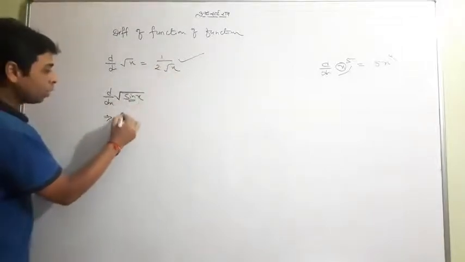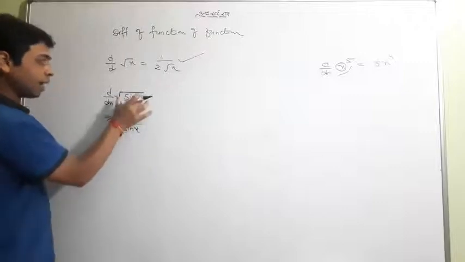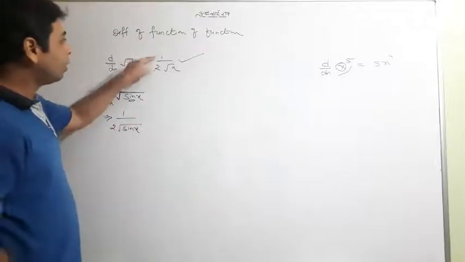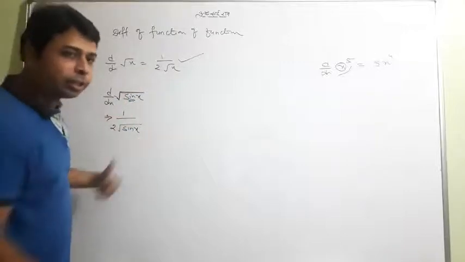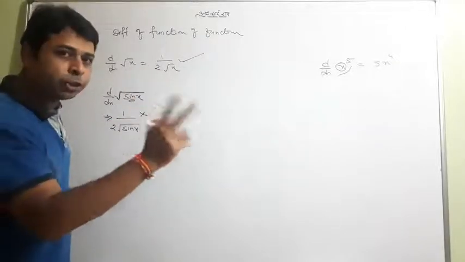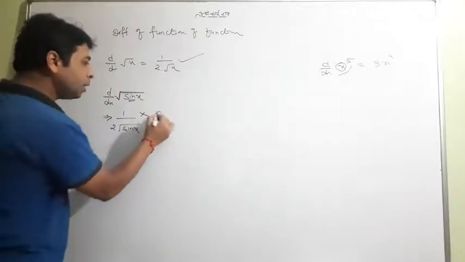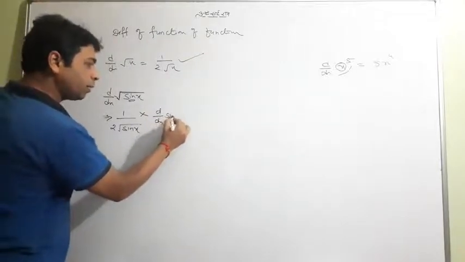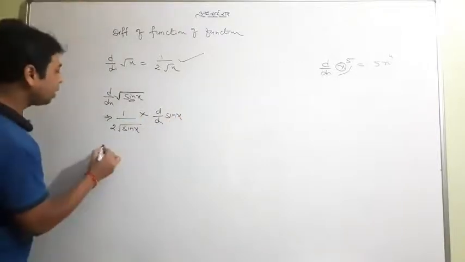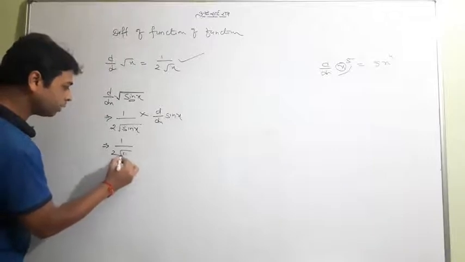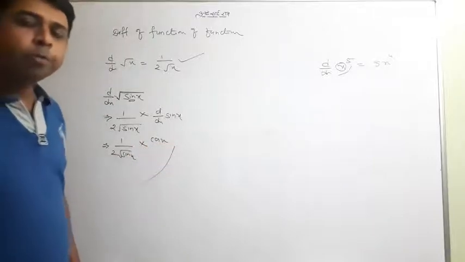So I will write what? 1 by 2 root of the same, meaning the whole thing. But it is not enough, because we have counted two functions. The first was under root, whose differentiation we have done. And then the second will be the differentiation of sine x. Now the answer is with you: 1 by 2 root sine x, times the differentiation of sine x, which is cos x. And that's the answer. So I hope you have got the method.